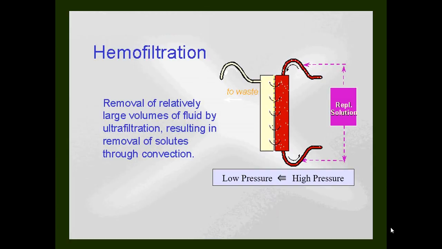Next we come to hemofiltration, which is basically removal of a relatively large volume of fluid by ultrafiltration, resulting in removal of solutes through convection, right? So ultrafiltration and hemofiltration are convection based methods, and when you have solute clearance along with water, it is known as hemofiltration. It is only possible in your CRRT machines, and you have to give replacement fluid because you have a lot of fluid loss. So you have to give some amount of replacement fluid when you are doing hemofiltration.